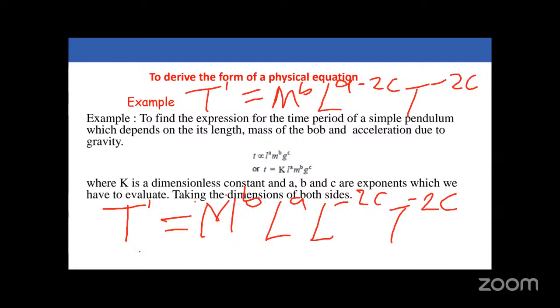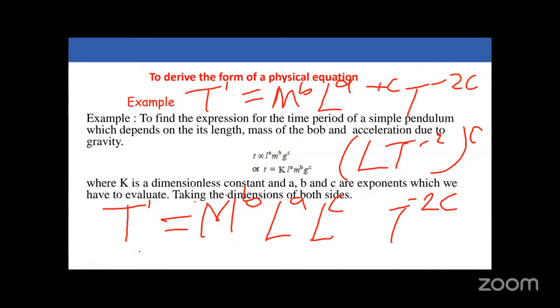Because we have L T minus 2 in bracket raised to C, that is our G. So it's going to be L raised to A, L raised to C, and T raised to minus 2C. That's what we should have. So correct yourself.